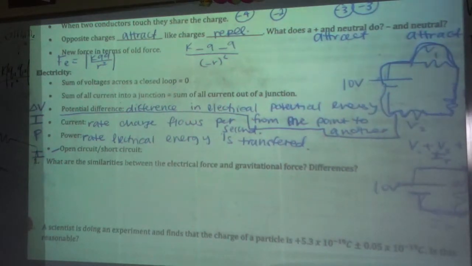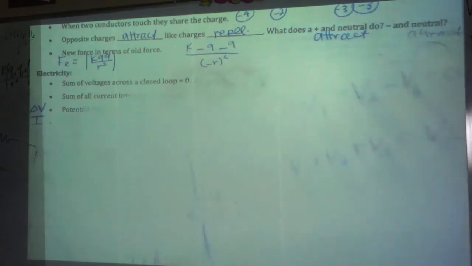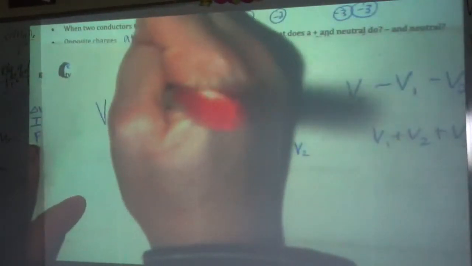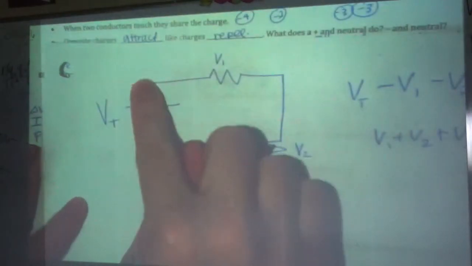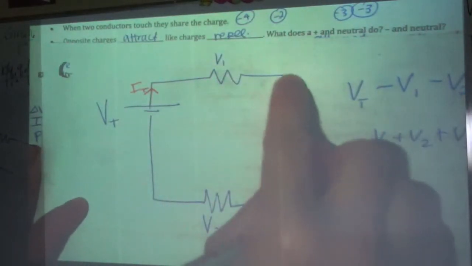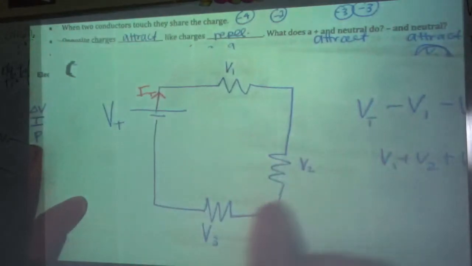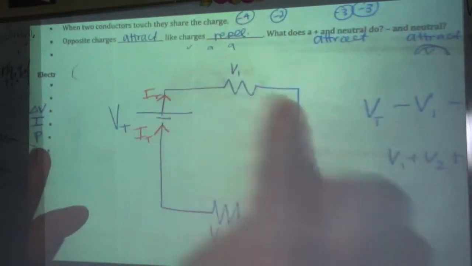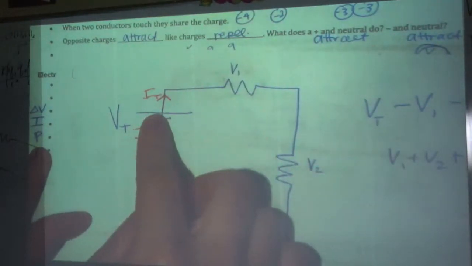Alright, the sum of the current into a junction equals the sum of current out of a junction. For a series, that's really easy. I have the total current out of the battery. There are corners, but there are no junctions. And what's coming back into the battery? What's coming back in is I total. So the total coming out is equal to the total coming back in.